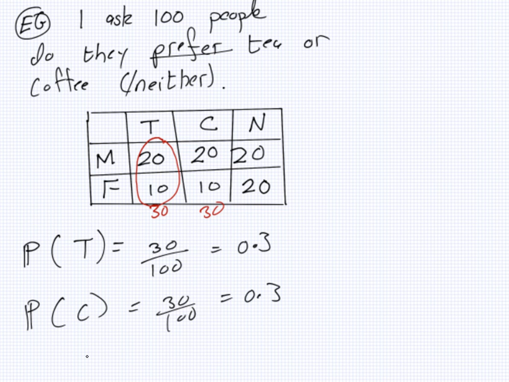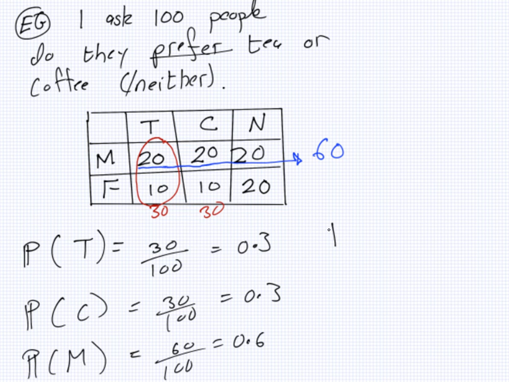Now, I pick someone at random. I want to know what is the probability that they're male. Well, if you look here, how many men are there? There's 20 that like tea, 20 that like coffee, 20 that like neither. So there are 60 males. So that's 60 over 100.